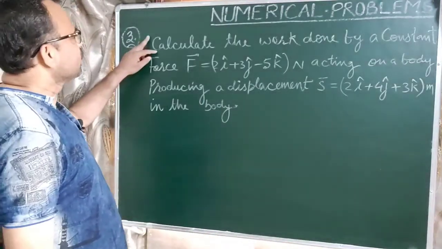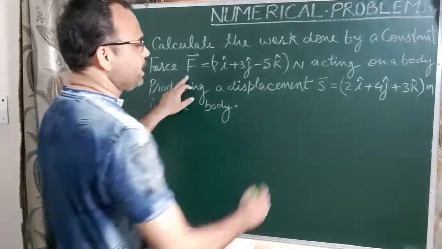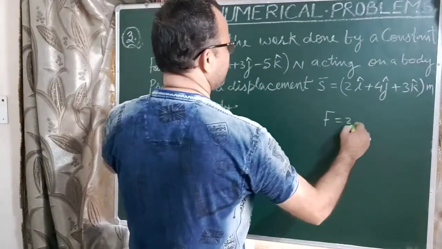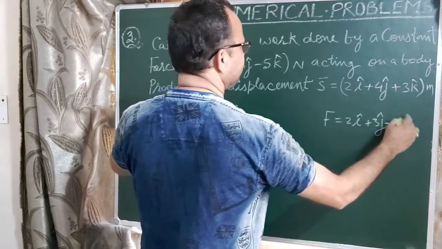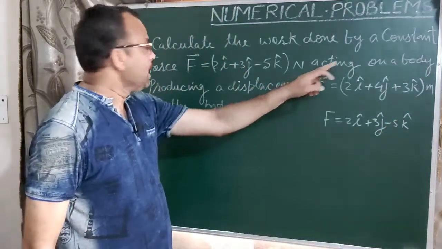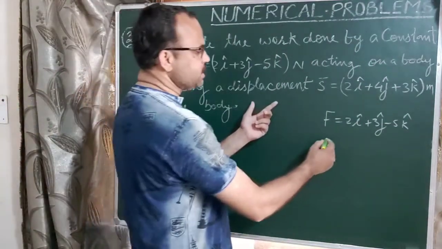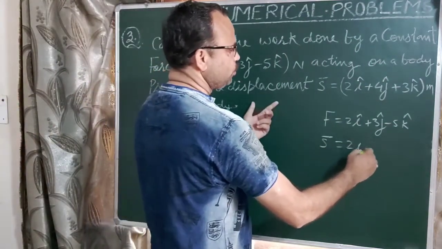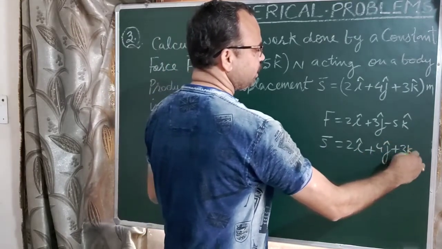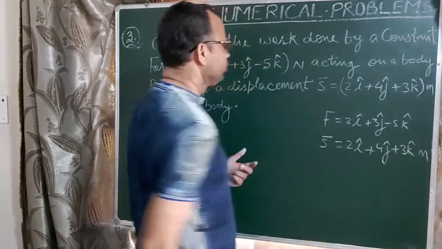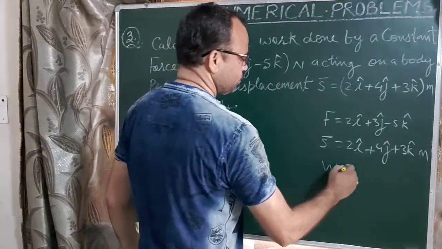So let's now see the third problem. Calculate the work done by a constant force F equal to 2 i cap plus 3 j cap minus 5 k cap Newton acting on a body producing a displacement S equal to 2 i cap plus 4 j cap plus 3 k cap meter. We have to calculate the work done.